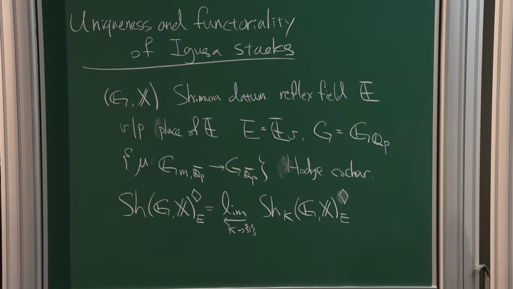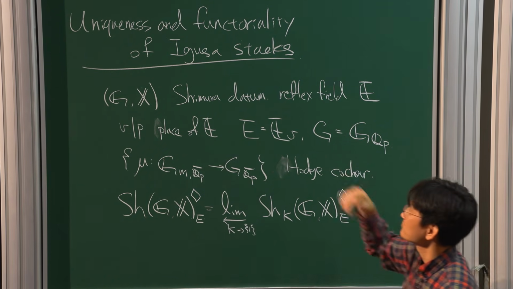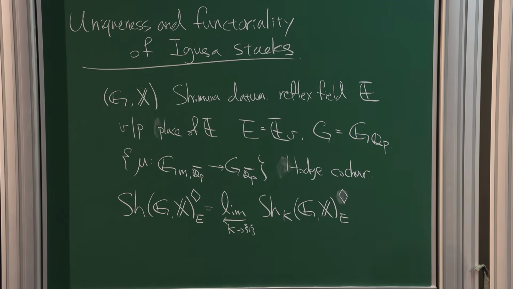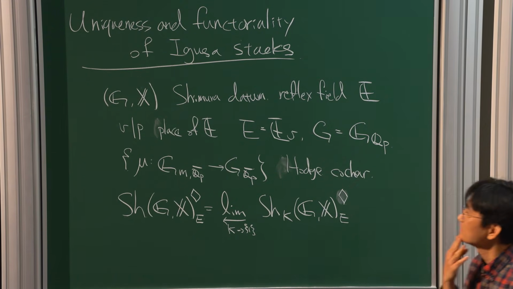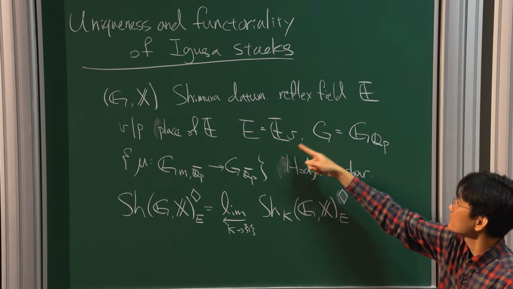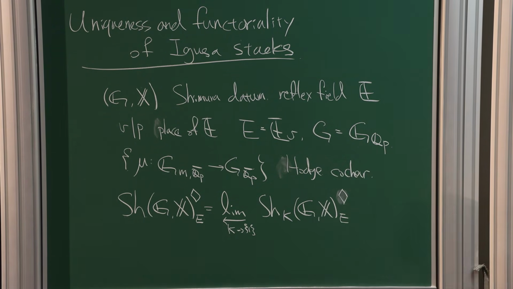So here's a setting. G, X is some arbitrary Shimura datum. It has reflex field E. I choose a place of E over p, and then I look at the corresponding local field, and G is the local reductive group. And then it induces a Hodge cocharacter defined over Q_p bar, and it's really a conjugacy class of Hodge cocharacters, but I'm going to fix one.